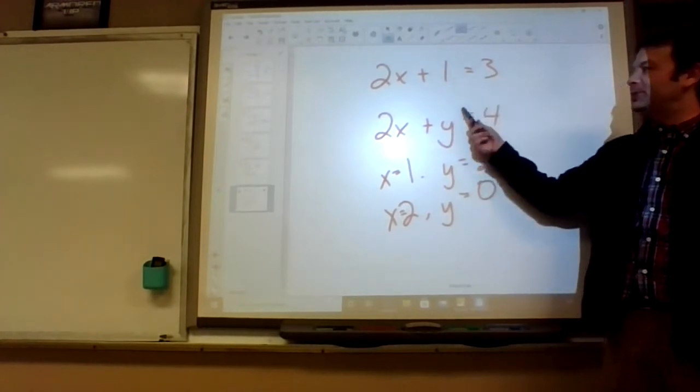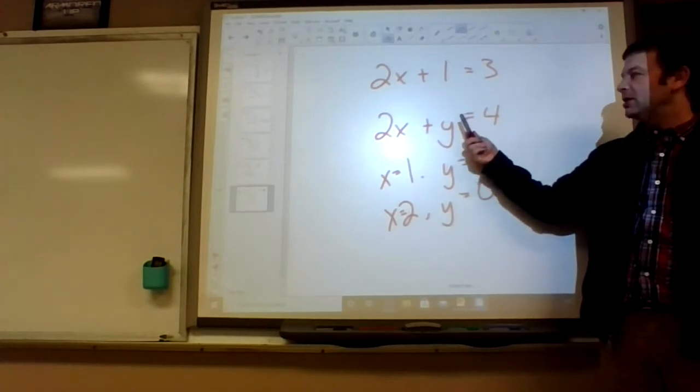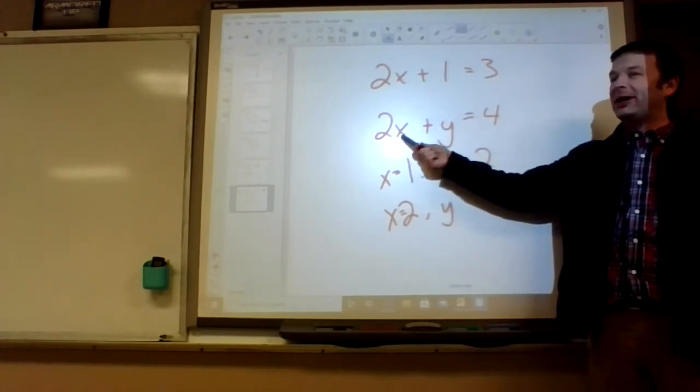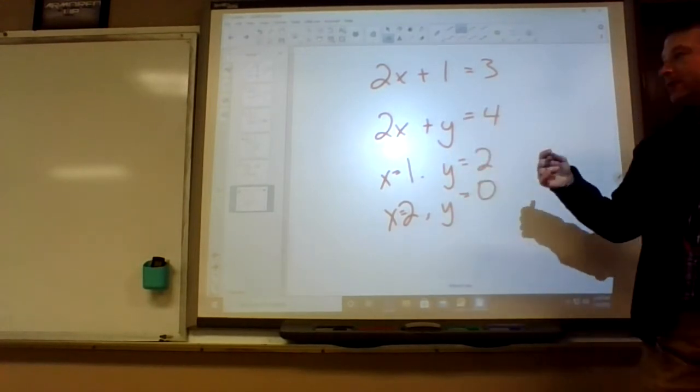What's the difference between these two equations? The bottom one has more variables and the top one has more constants. The bottom equation has two variables. Two variables has an infinite number of solutions.